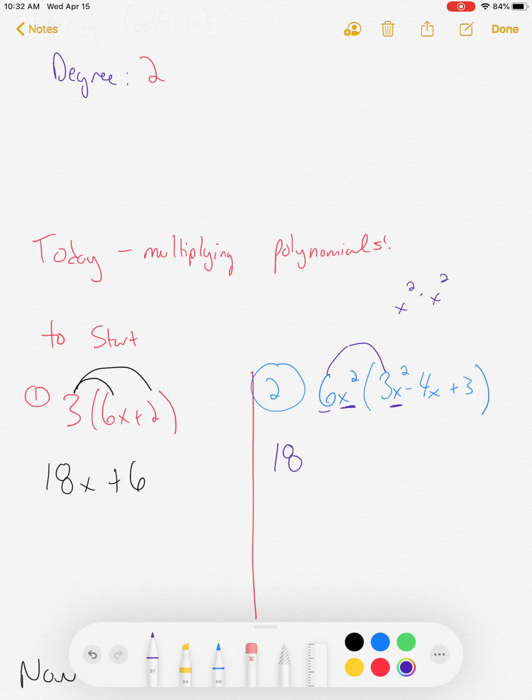Now remember, this one's kind of goofy because when I do x squared times x squared, I'm supposed to add the exponent. So x squared times x squared would give me x to the 4th. That one's goofy because if you do 2 times 2, you get 4. But if you do 2 plus 2, you also get 4. But remember, we are adding exponents when you multiply.